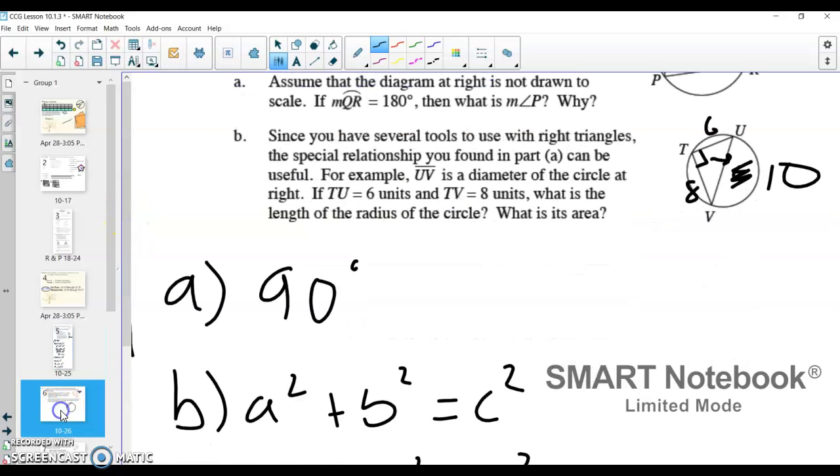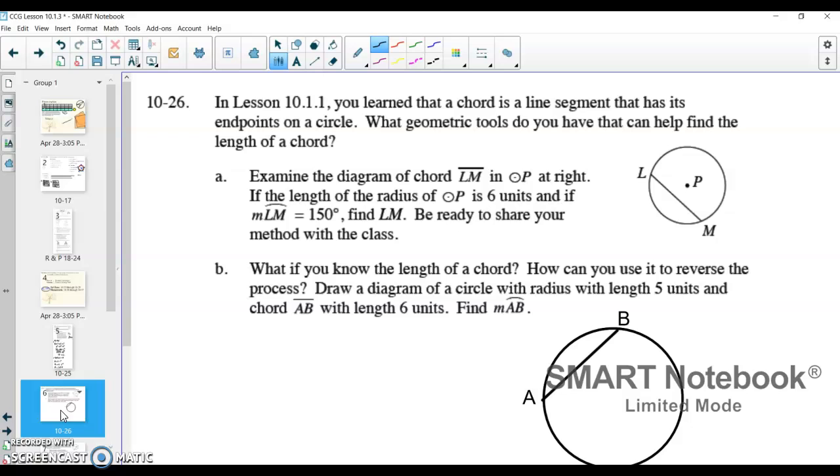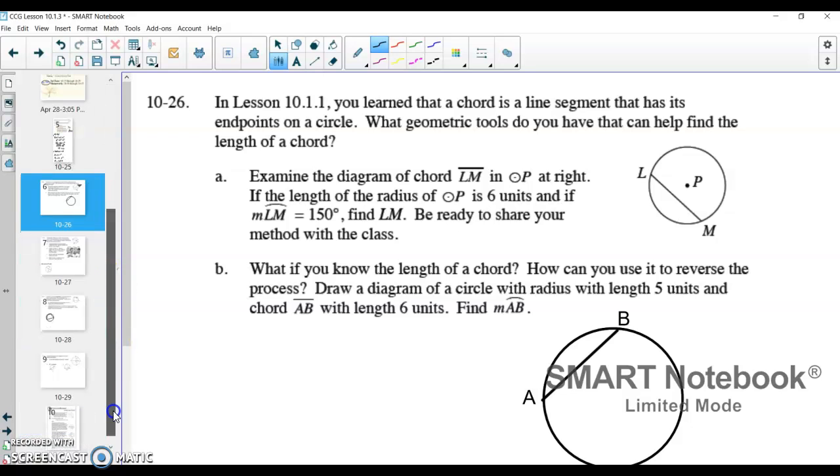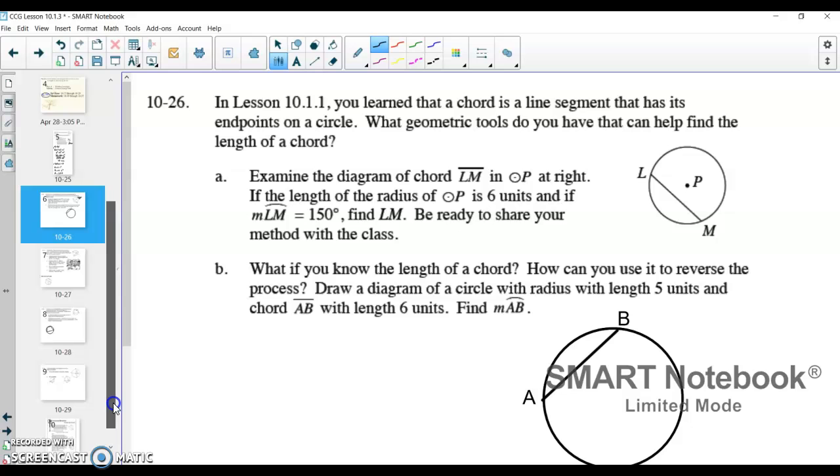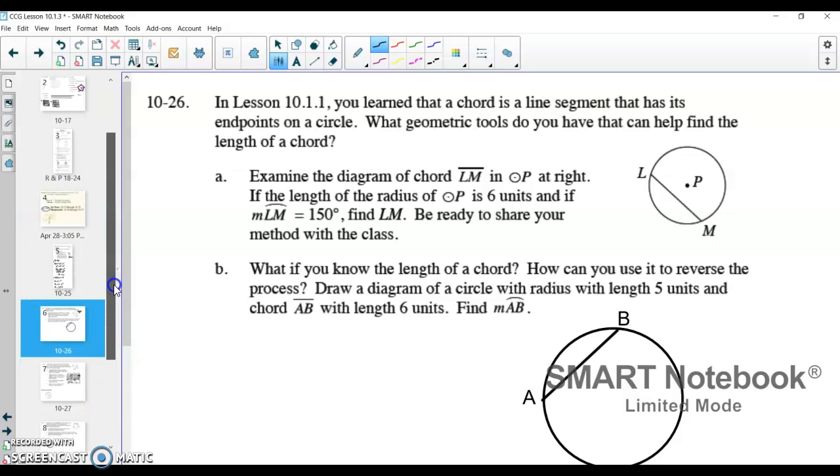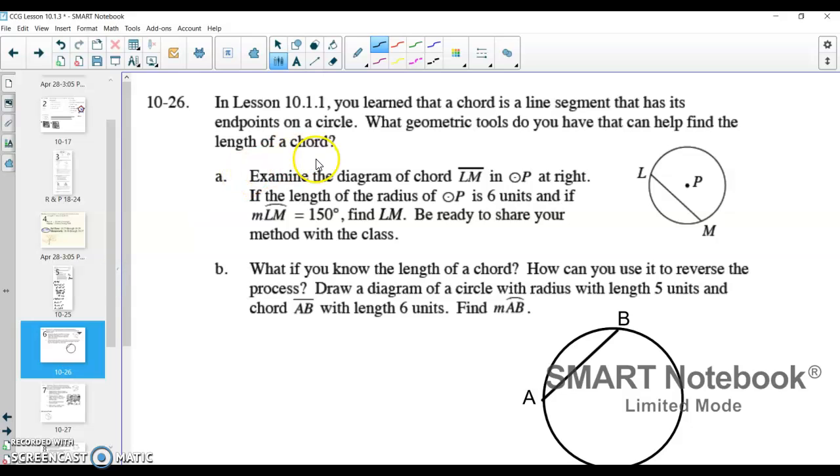We'll move on to 10-26 here. I believe in this lesson it goes to 10-29, but I think I cut out 10-29. So really we're going to be stopping at 10-28 today. But let's take a look at this one. You've learned that a chord is a line segment that has its endpoints on a circle, like L and M here. What geometric tools do you have that can help you find the length of a chord? This is going to be kind of bringing back what we were doing Tuesday, using that perpendicular bisector.